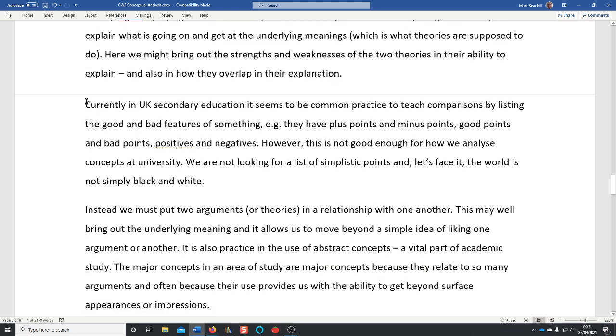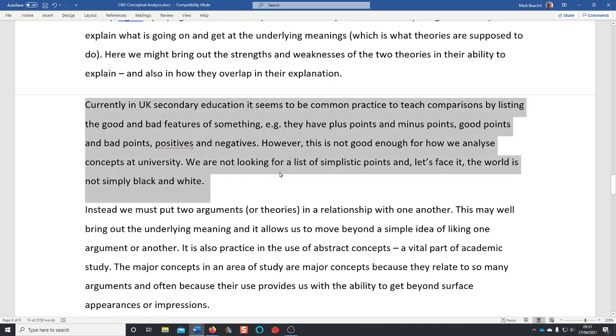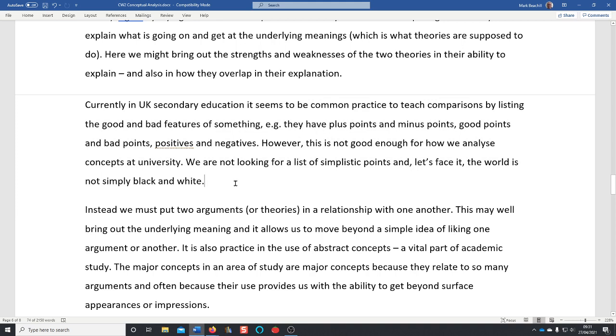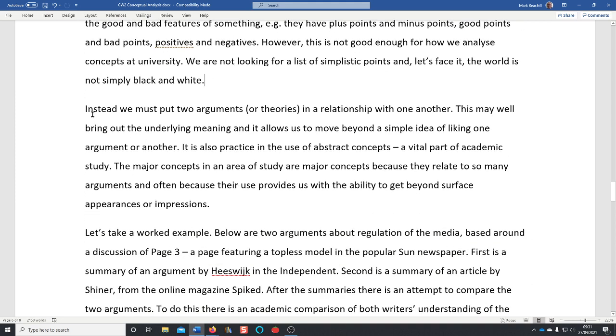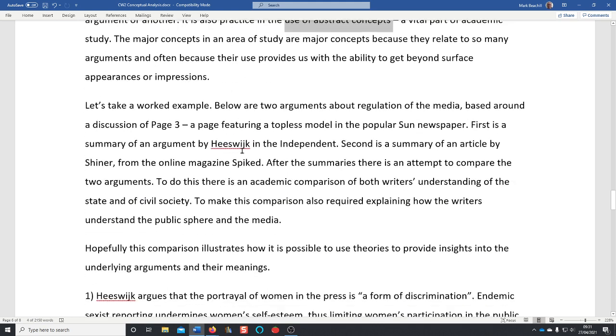Now, currently in UK education, the common practice is to say this has got a list of positives and negatives, but that's not good enough for us. It's not simply black and white. We want to make a proper comparison. So, to put two arguments in a relationship to each other, we need to bring out the underlying meaning, right? To do that, it's not whether we like one or not. It's using abstract concepts, right, and how they connect.